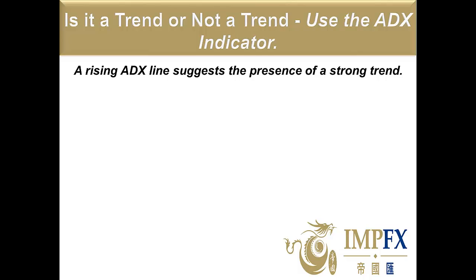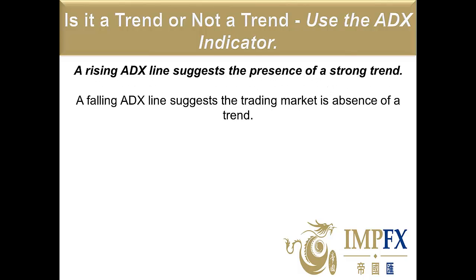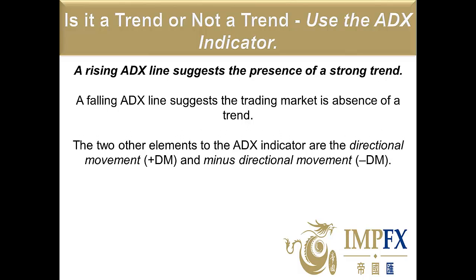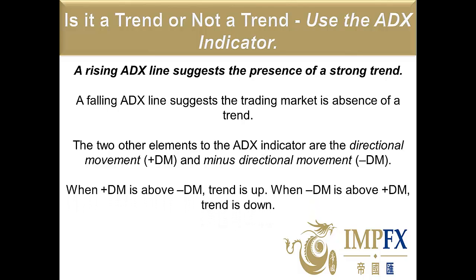A rising ADX line suggests the presence of a strong trend. A falling ADX line suggests the trading market is absent of a trend. The two other elements to the ADX indicator are the plus directional movement, plus DM, and minus directional movement, minus DM. When plus DM is above minus DM, trend is up. When minus DM is above plus DM, trend is down.